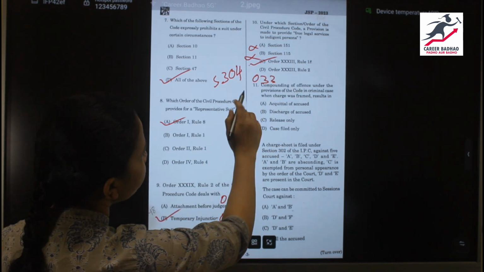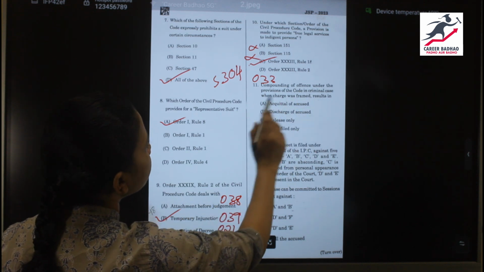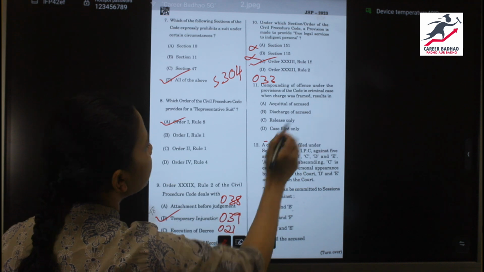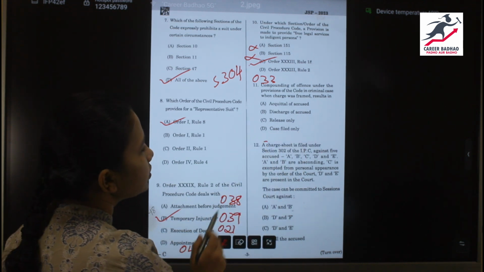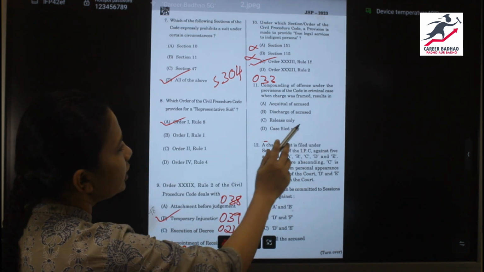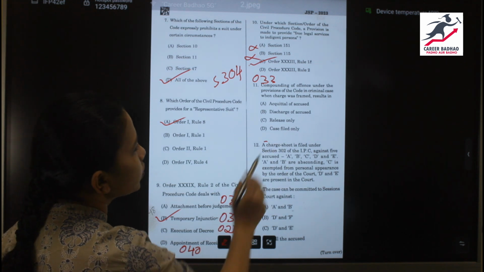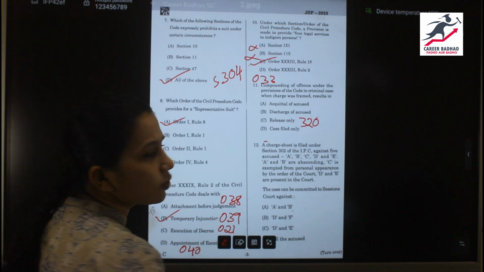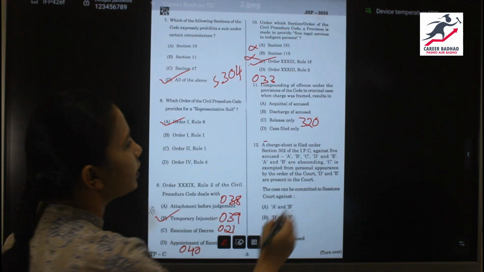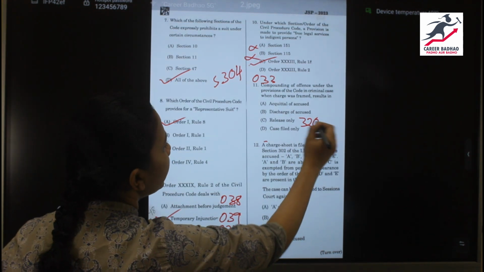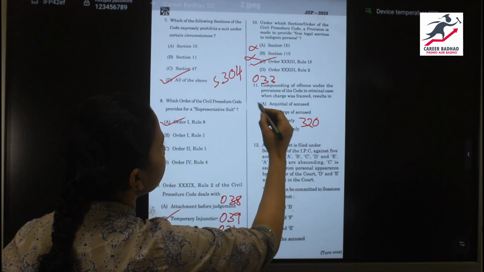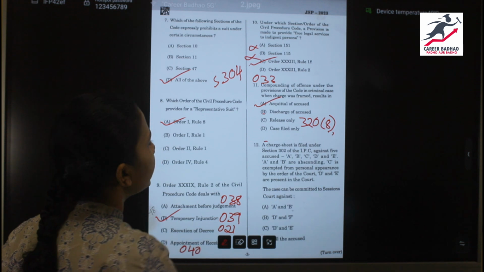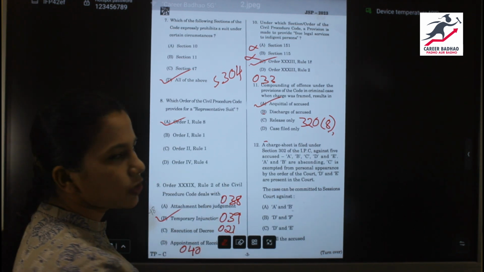Let's move to question number 11. Compounding of offence under the provisions of the code in criminal case when charge was framed results in acquittal of accused, discharge of accused, release only, case filed only. So this is also a direct question. It is dealt under compounding of offences. We can find it under Section 320 of CRPC. So the correct answer would be acquittal of accused, which is dealt with under Section 320 and 8 of CRPC.